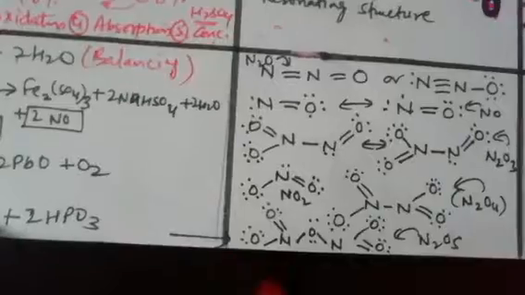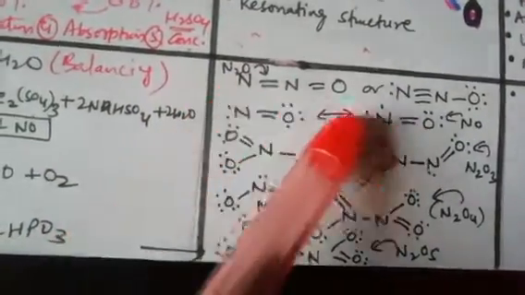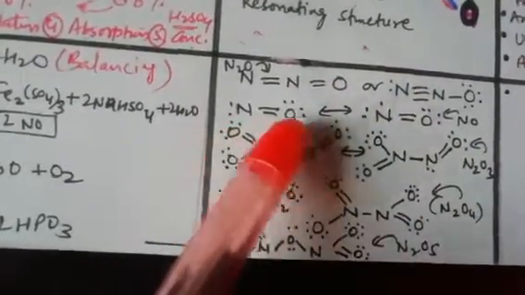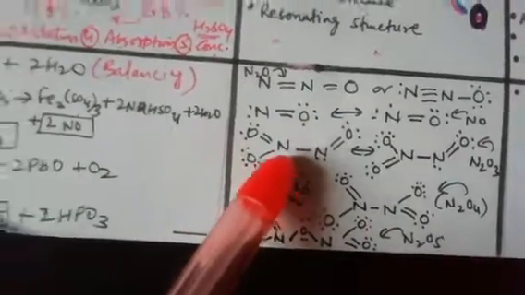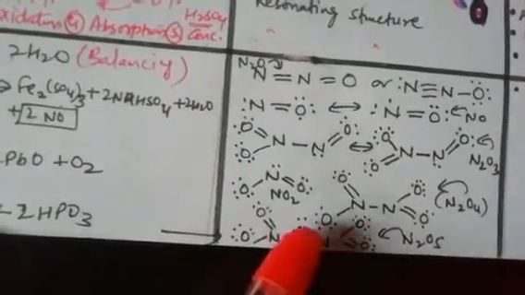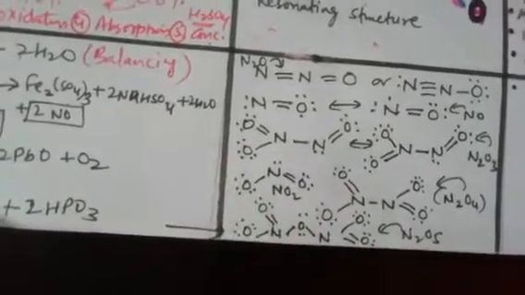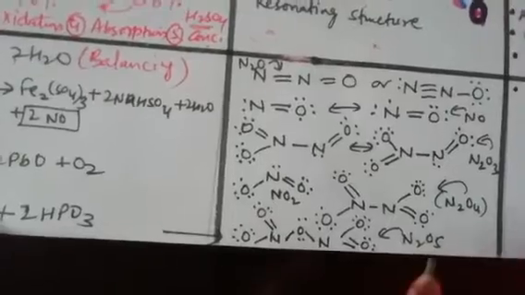After this, again, you need to draw the structures. So first structure is N2O. It can be drawn like this way also. Then NO. Then next we have N2O3. Then we have NO2. Then we have N2O4. And then last we have N2O5. So practice drawing these structures.